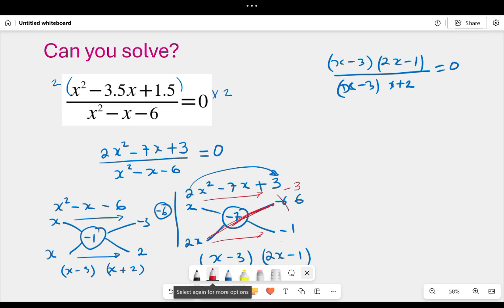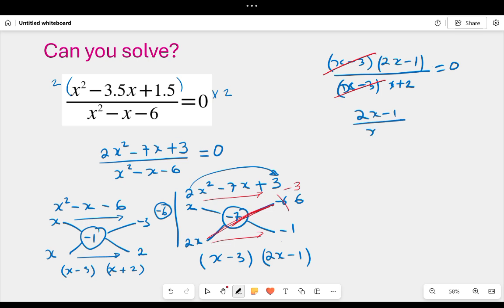Alright, now look at this. We have common factors for both the numerator and the denominator, so we can just divide them or cancel them out, and therefore we have actually simplified this rational equation. Now we are left with 2x minus 1 and x plus 2.